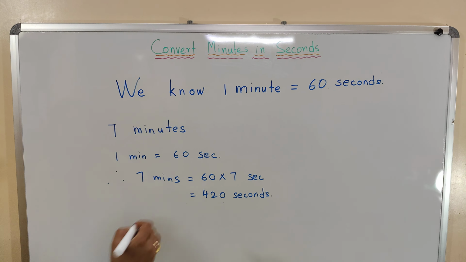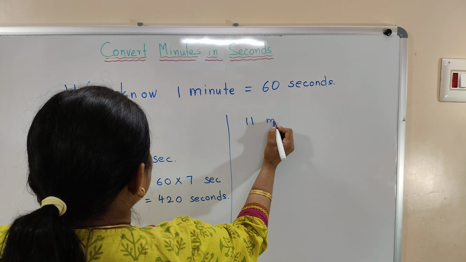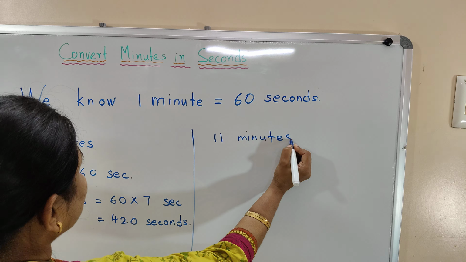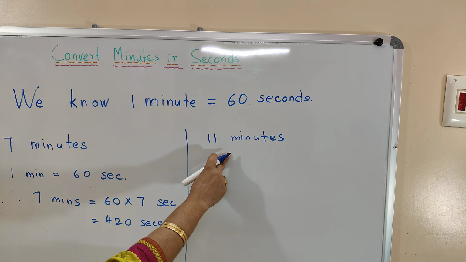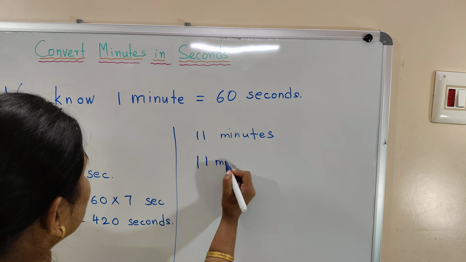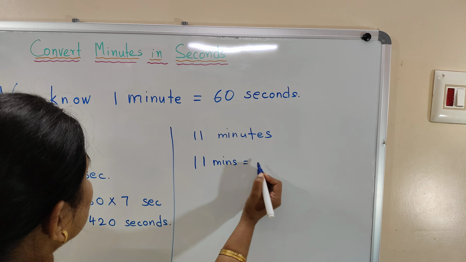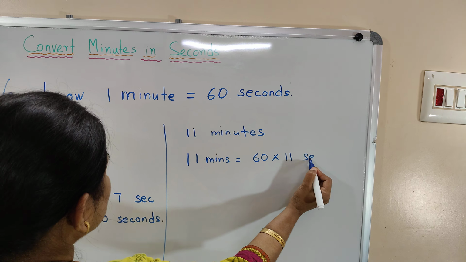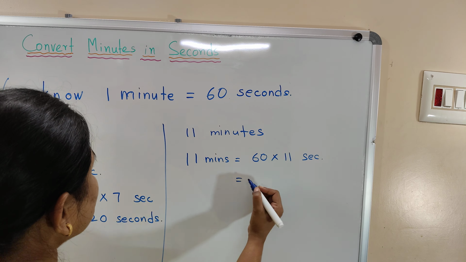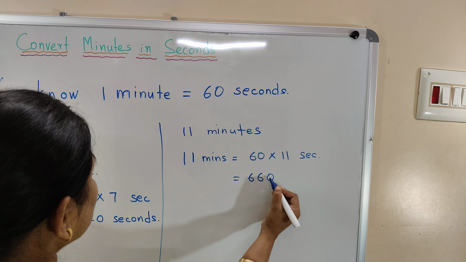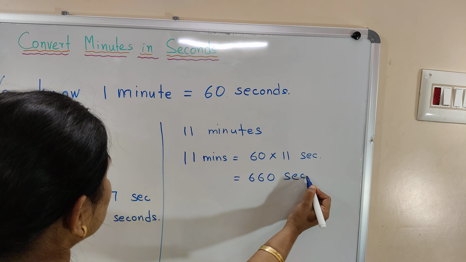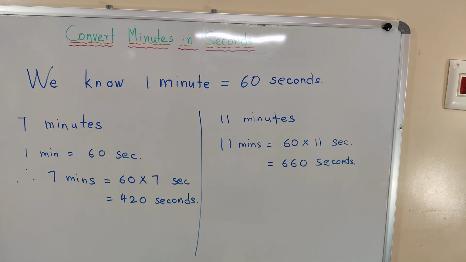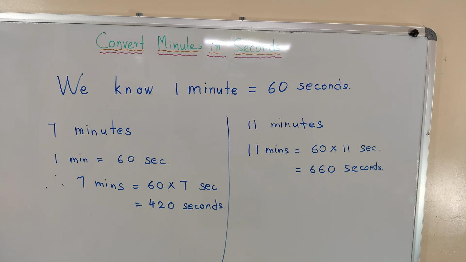Let me give you another example. 11 minutes. We need to convert 11 minutes to seconds. 11 minutes is equal to 60 into 11 seconds. 11 sixes are 66, so 660 seconds. So 11 minutes is equal to 660 seconds.